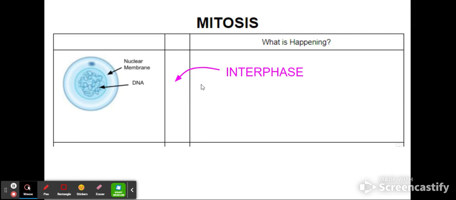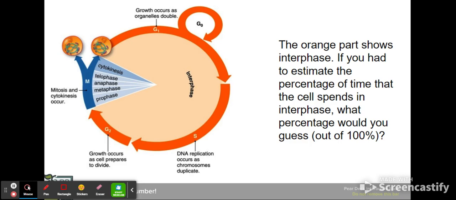We have 5 bullet points, I think, to write here. So write small. This is the only one that we've got a whole bunch of bullet points for. So we're going to write down what happens. Okay. So notice interphase is a big chunk of the time. Okay. And you can see a couple things that happen. It says organelles double, DNA replication, growth.